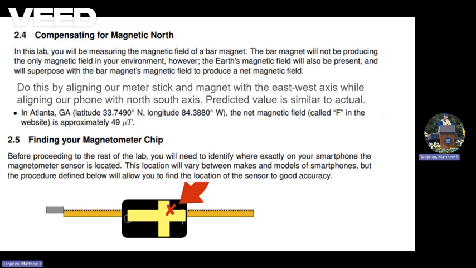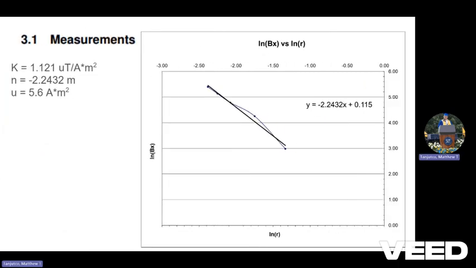And then finding our magnetometer chip, we also need to do so we make sure our measurements are accurate. We just need to follow a procedure by going down and up the ruler, looking at different values, and putting tape on the ruler to mark the spot on the phone.